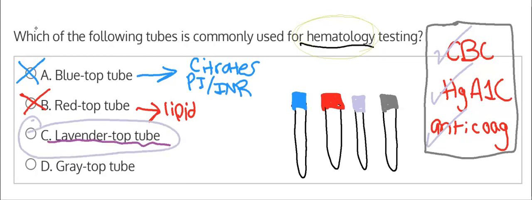Now let's take a look at the last option, the gray tube. Your gray tube is used for glucose testing, glucose and glucose tolerance testing, and therefore it has special preservatives in it specific for glucose to prevent the breakdown of glucose. So therefore we will eliminate option D because the question is asking about hematology testing, and in this case that would be the lavender tube.